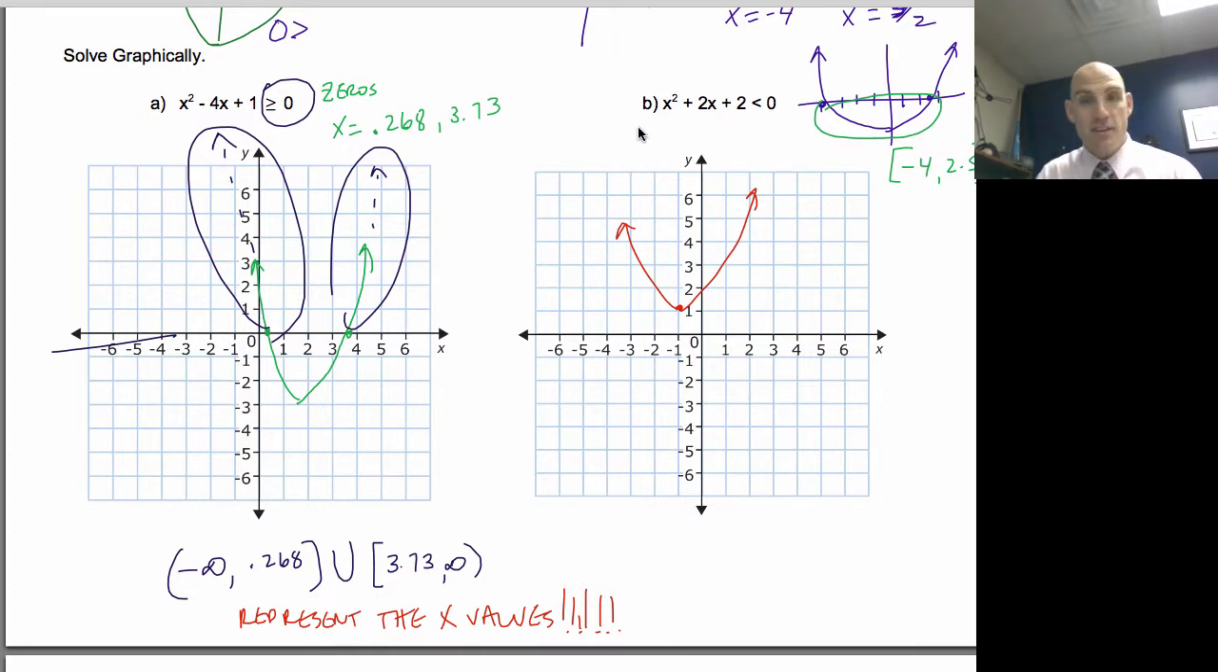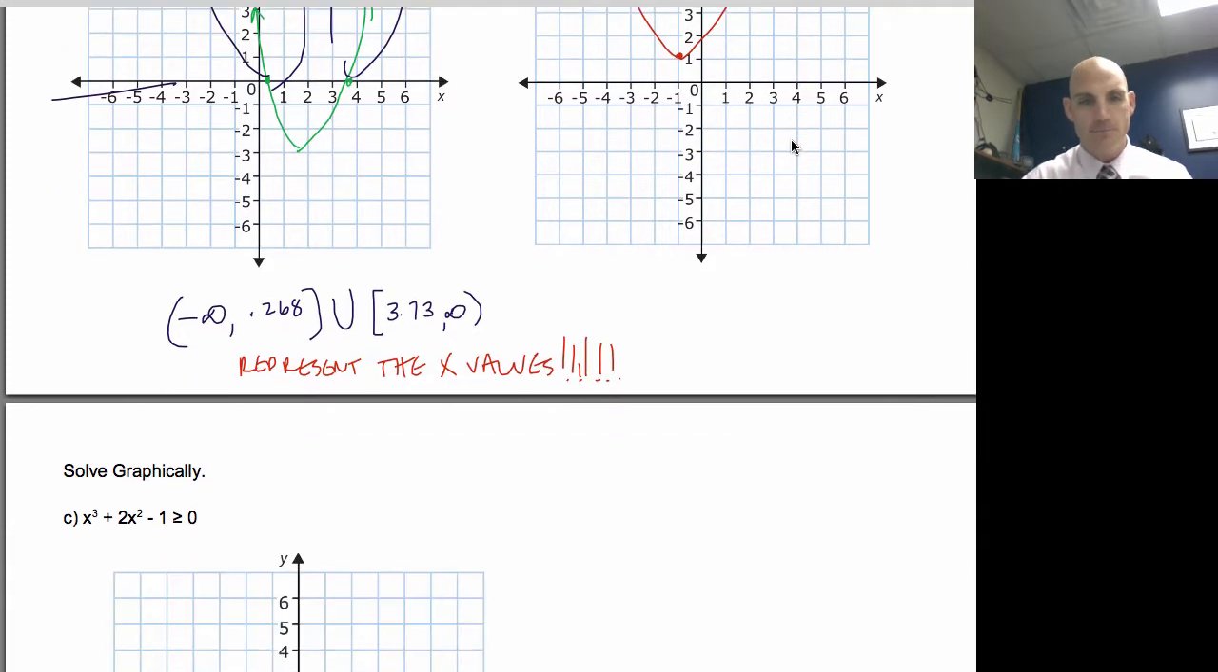And the answer is no solution. It can't have a solution because it's never below the x-axis. If it's never below the x-axis, it can't be less than 0. However, if it was asking you where it's greater than 0, you could say from negative infinity to positive infinity because it's always up there.